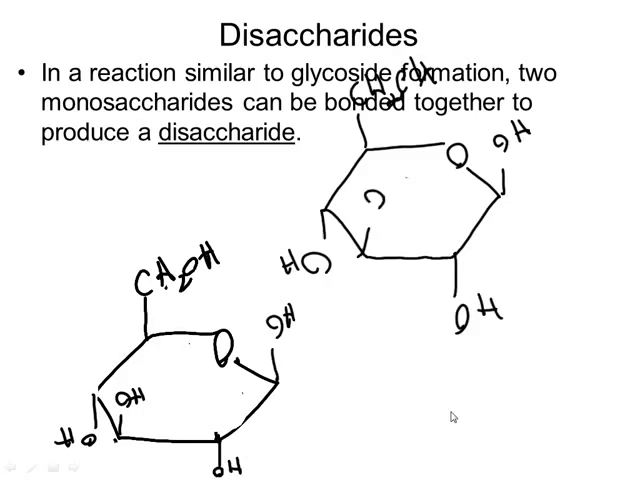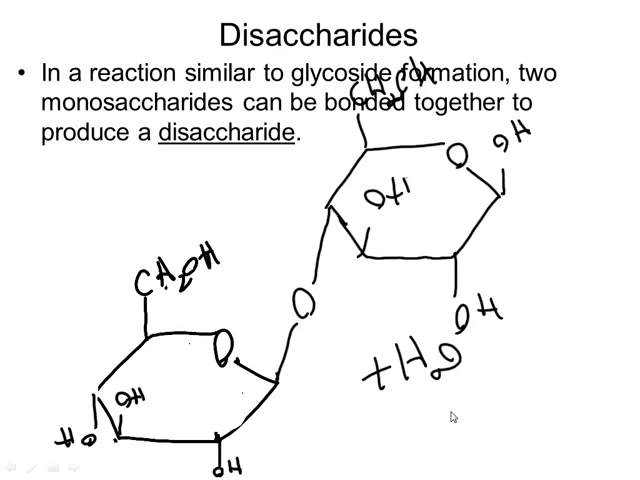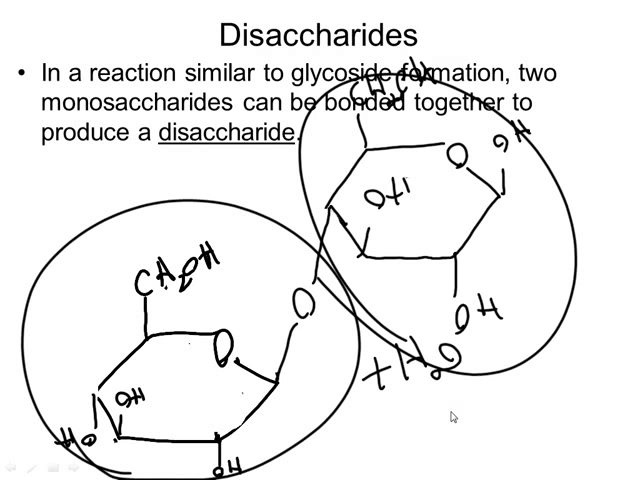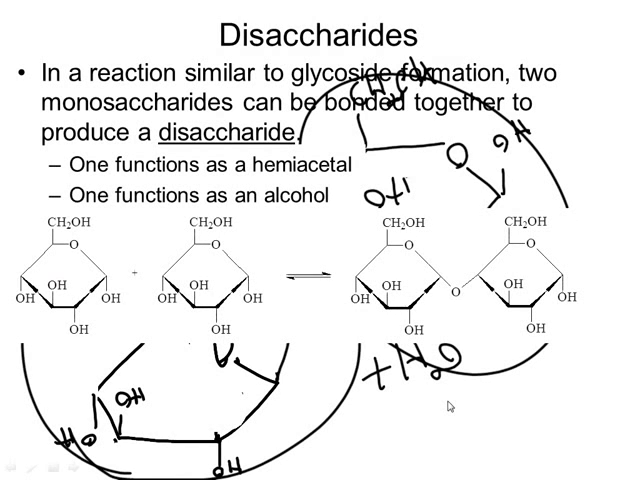And what happens is I have the reaction happen, and it's still a condensation reaction. And what I get is this, plus water, H2O. So in this way, we make a disaccharide. It's two monosaccharide units connected together by a glycosidic linkage. So one functions as the hemiacetal, the other is an alcohol.